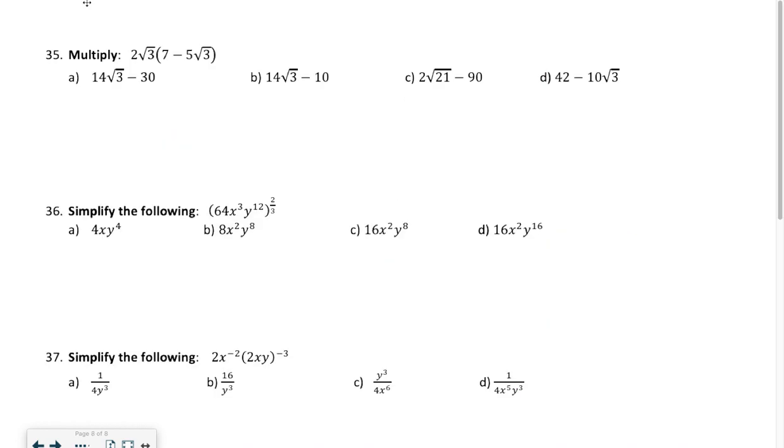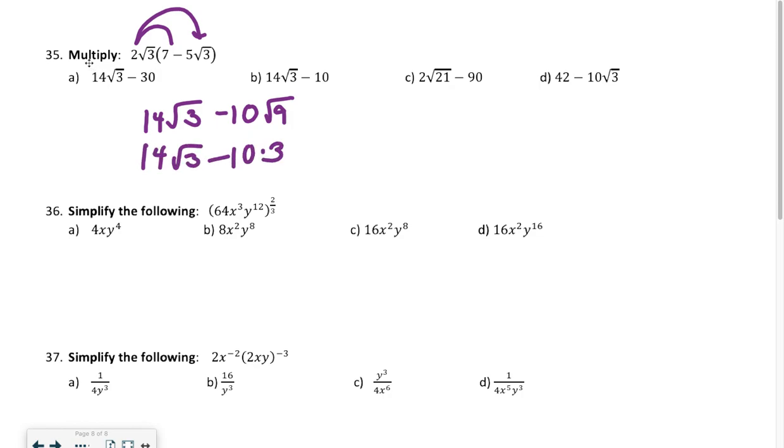35 is a distributive problem. This is 14 radical 3, so we can start to see which answers it probably is going to be. Minus 10 radical 9, which is the same as 10 times 3. So that's choice A, 14 radical 3 minus 30.